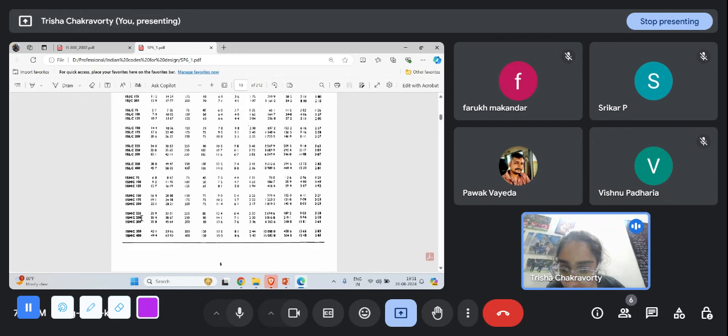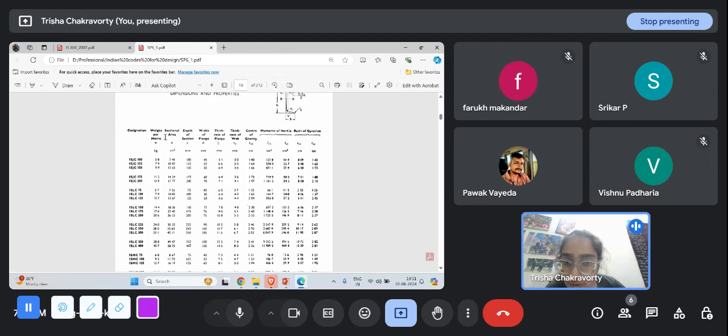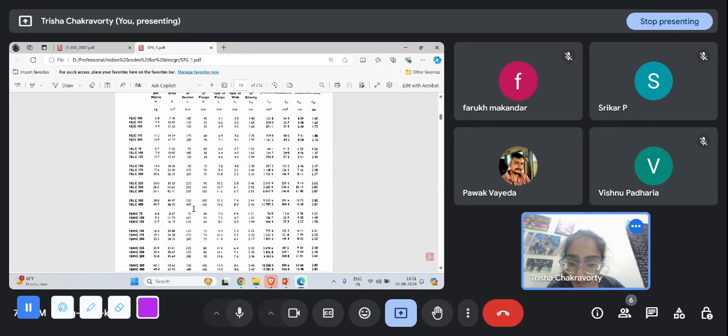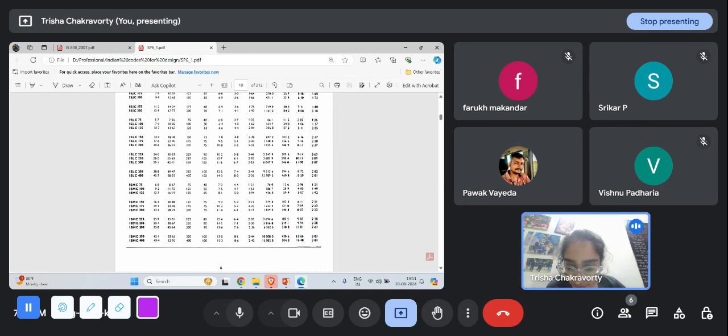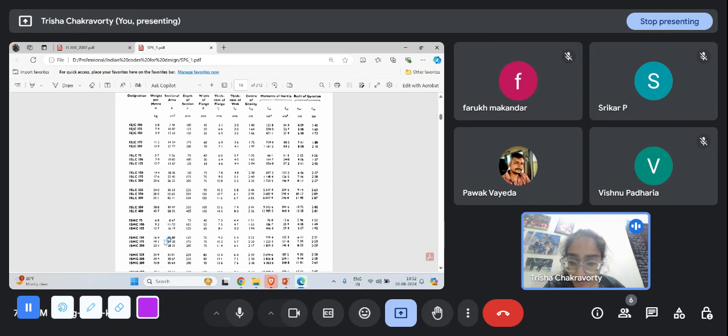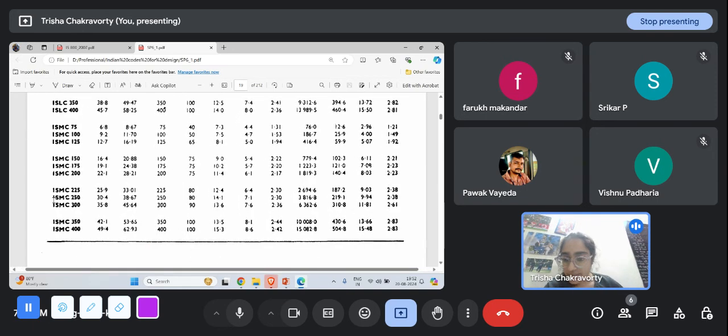I'll show you the headings: weight per meter, sectional area, depth of section, width of flange. See, this depth of section H is marked. This is the shape of the channel. This H, this depth is marked here. For ISMC 250, it is 250. So these numbers are basically the depth of the section. This is the width of flange, the thickness of flange. All these numbers will be mentioned. So in the question, only this will be mentioned, and you will be given these data, or you will be allowed to carry a code.